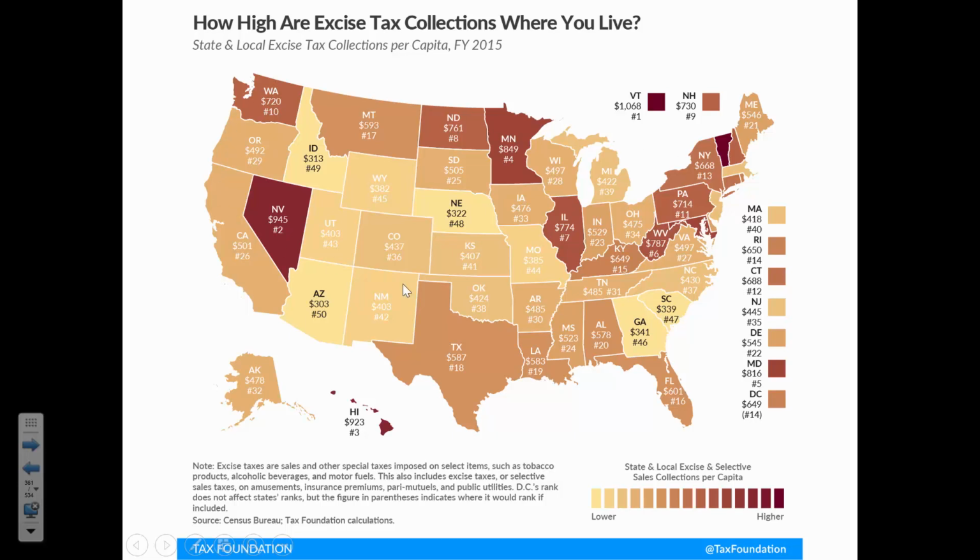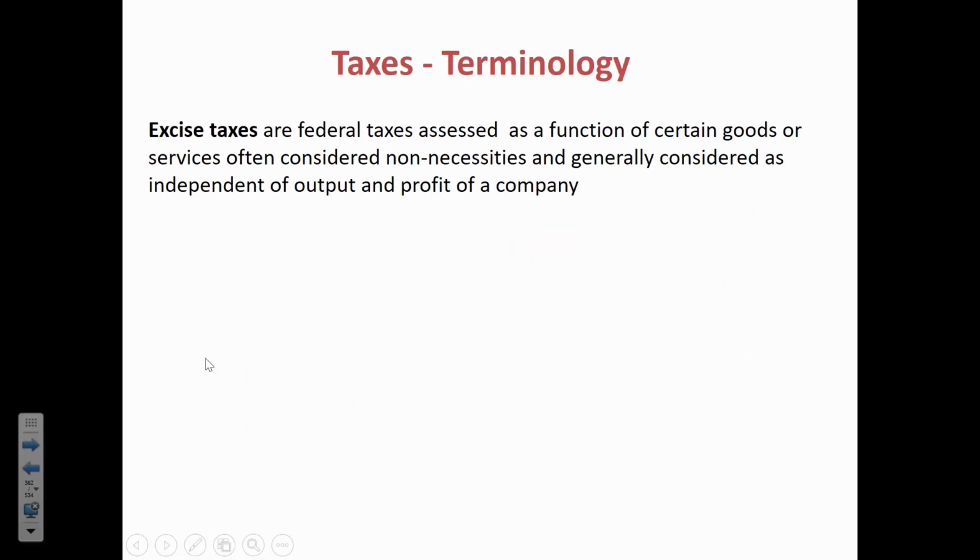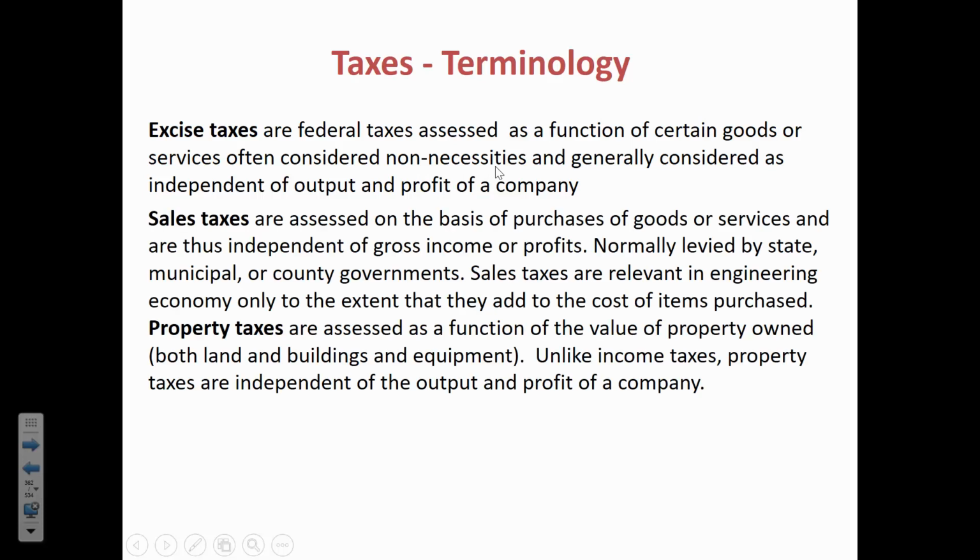Here is, on a per capita basis, all of the excise taxes added up. So this is saying tobacco, alcohol, and motor fuels. It varies a lot from place to place, just depending on their respective tax philosophies. So let's go over some terminology here. The excise tax is specific to certain goods, and it's usually applied to things that are considered non-necessities. And it's independent of the profit or the output of a company.